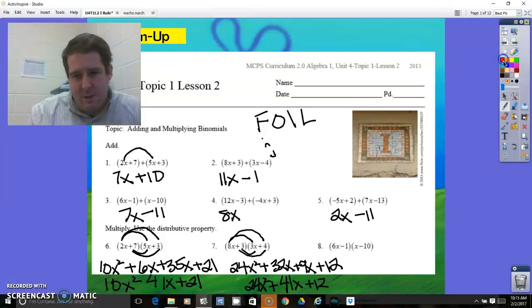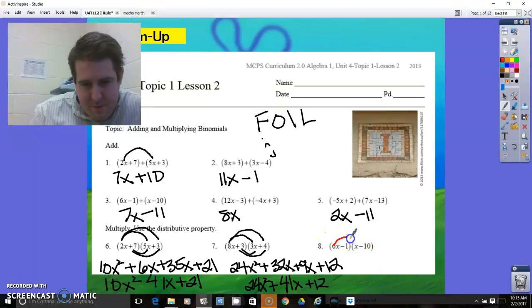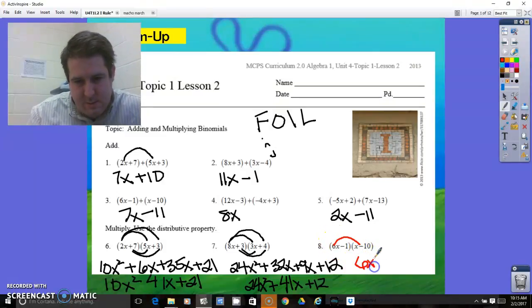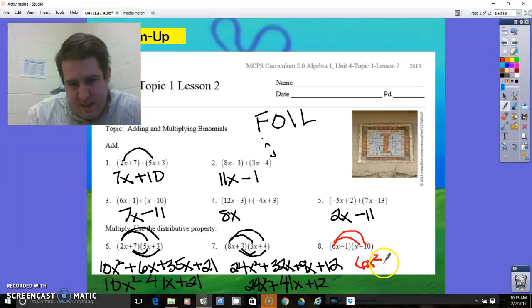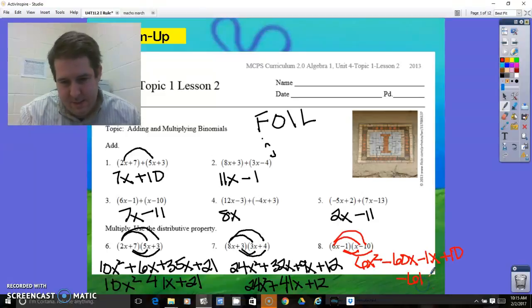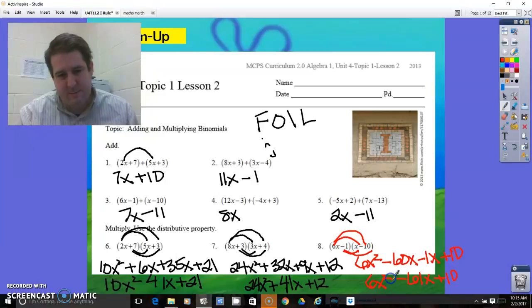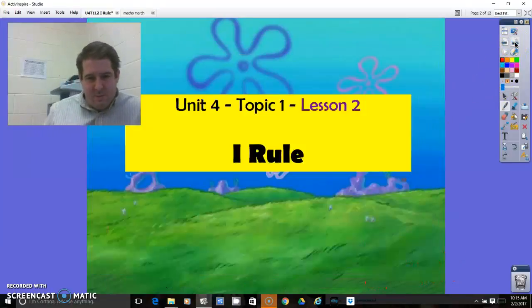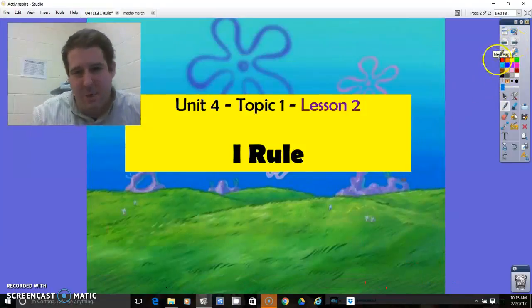All right, last question. I'll change colors so you can tell the difference. First is 6x squared. Outers is negative 60x. Inners is negative 1x. And last is positive 10. Combine the like terms in the middle and you get negative 61x, and bring your other terms down like we did in the past.